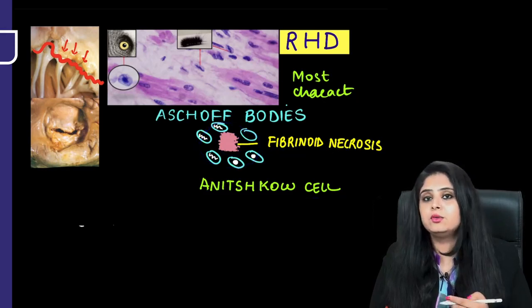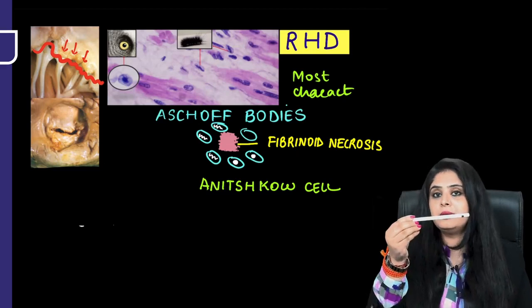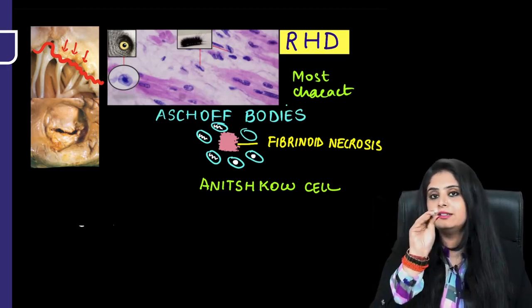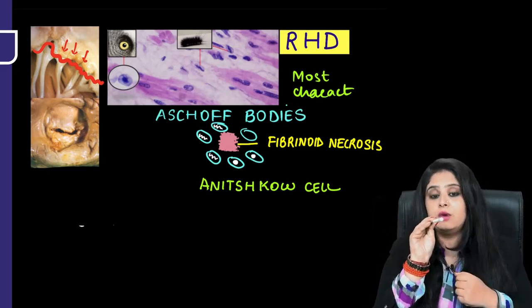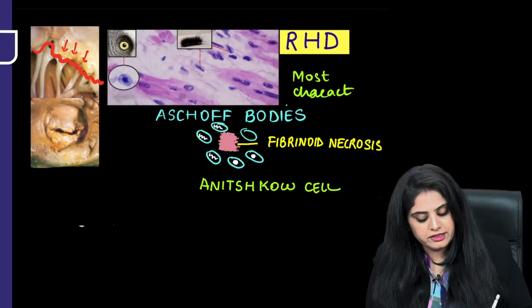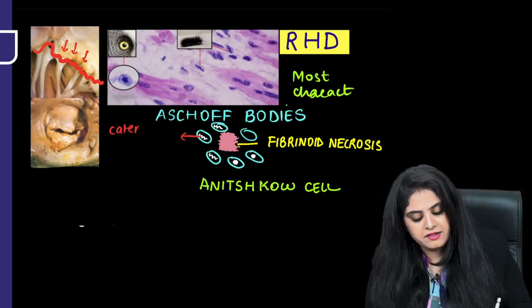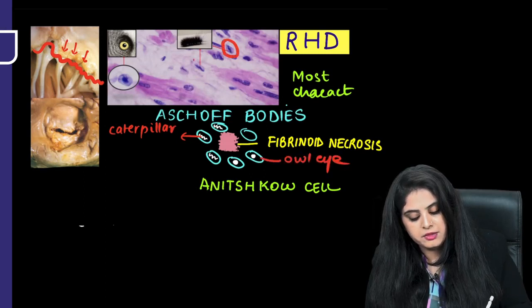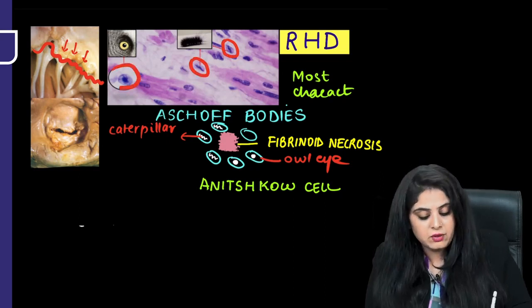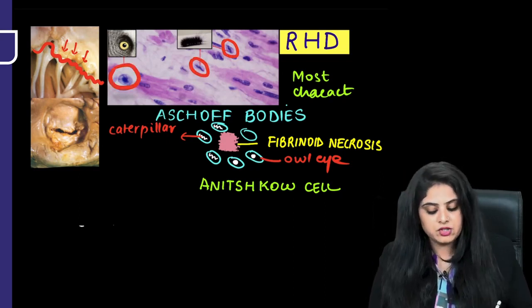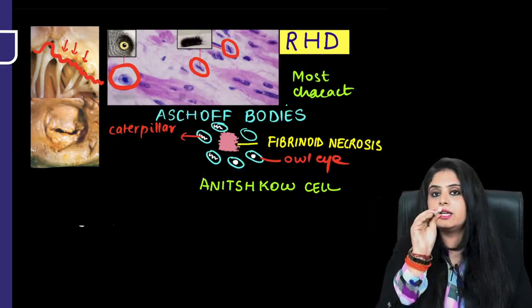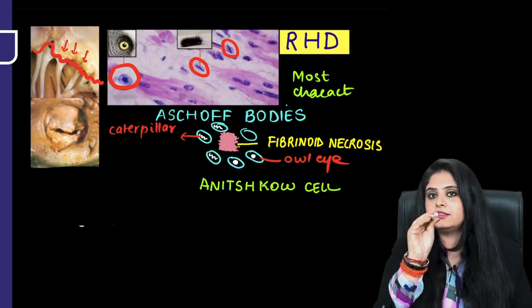So how do these cells look like? If I look at the cell like this, it will look like a caterpillar. If I look at the cell like this, it's looking like a dot, an owl's eye. If I look at the cell from the front view, it's going to look like an owl's eye appearance. So I can see the caterpillar appearance over here, and I can see the owl's eye. But the cell is the same. The same cell, Anitschkow cell, it's about looking at it like this and looking at it like this. Okay? This is caterpillar, this is owl's eye.